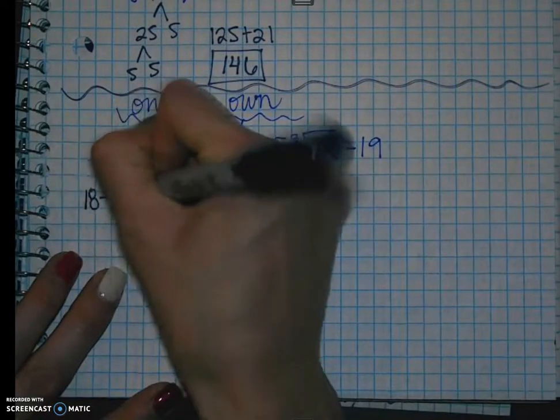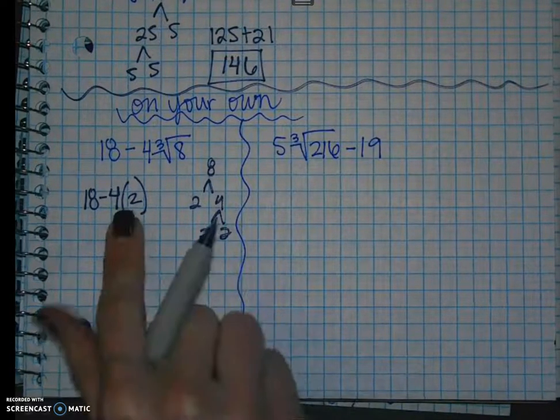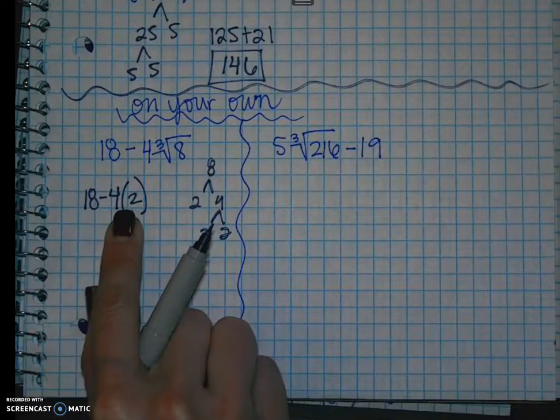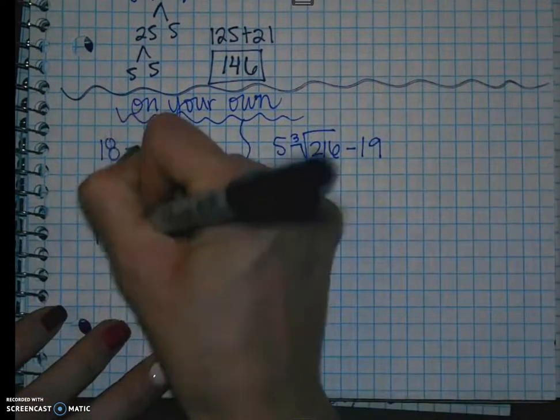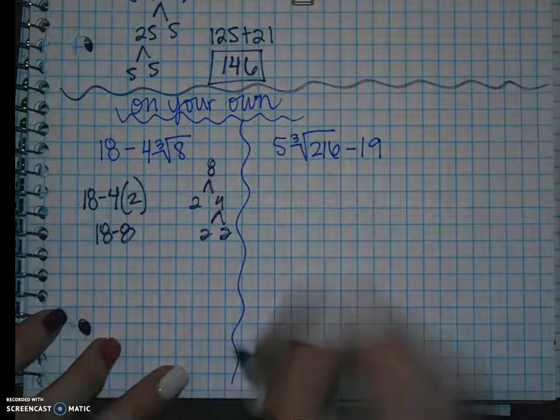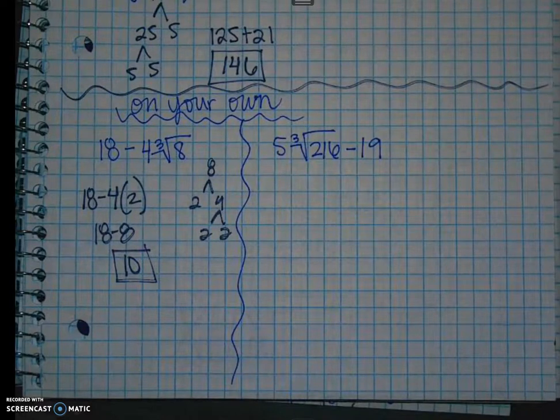Okay, so we're going to rewrite it. 18 minus 4, put it in parentheses. Do not just write them next to each other. Now, order of operations, you need to multiply first, don't subtract. So 4 times 2 is 8. So now you have 18 minus 8, and you know that 18 minus 8 is just 10. So that one was a little bit easier.